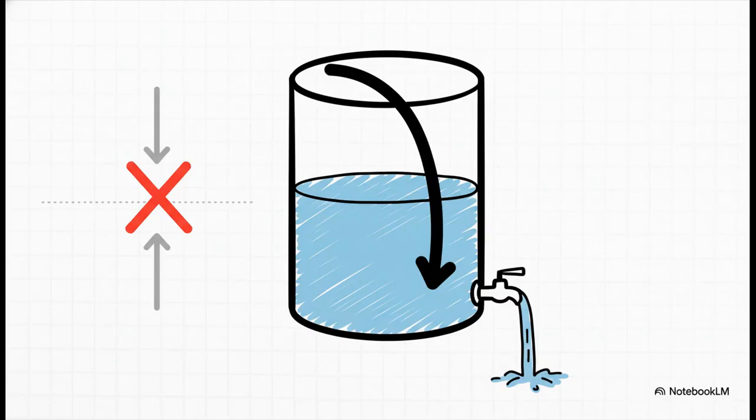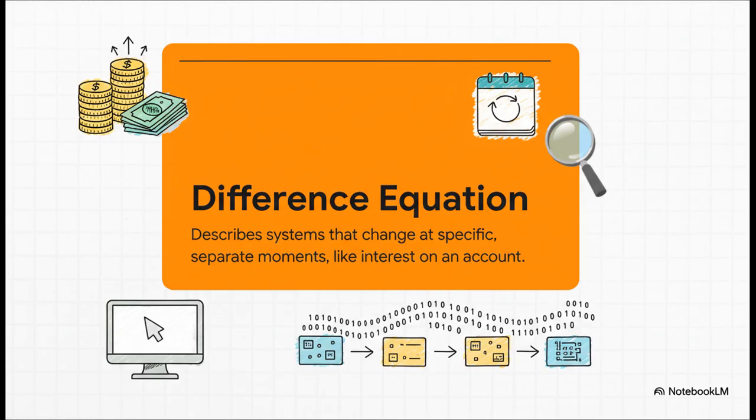Just look at the water level in a tank like this one. It's constantly, infinitesimally dropping. It doesn't just jump from full to half full. A differential equation is what captures that entire unbroken story of the water draining, not just a few snapshots along the way. Now, for the digital, step-by-step world, we have difference equations.